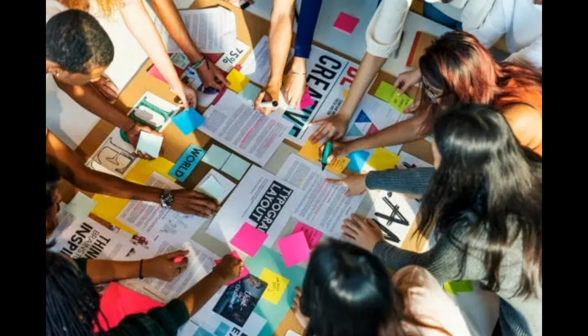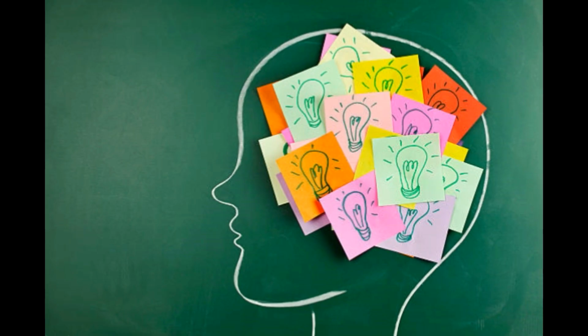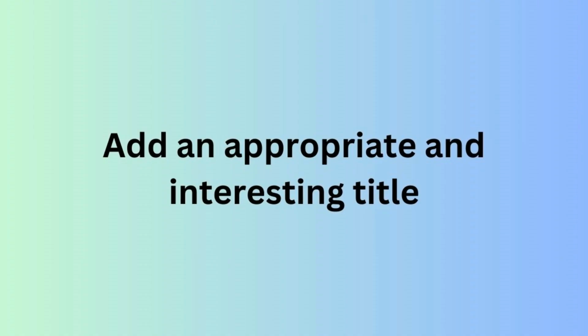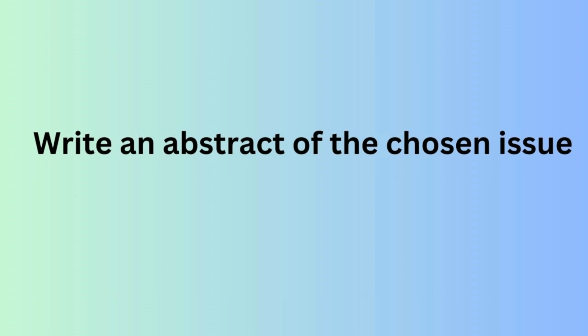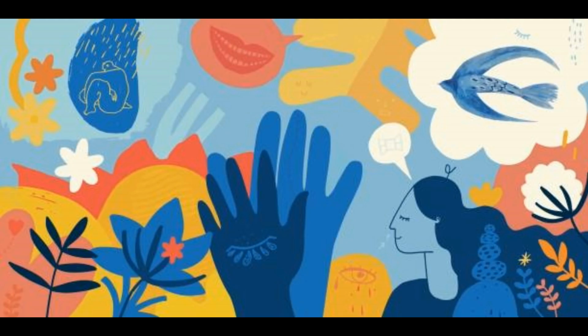Go through the points and see if they can be organized in a better sequence. Relook at the beginning and the ending. Expand these points as sentences. Next, add an appropriate and interesting title. Add your name, grade, and name of the school after the title. Write an abstract of the chosen issue. An abstract is a very short and brief essence of the chosen topic in a paragraph. Next, you can summarize the issue and write down the future steps to be taken.